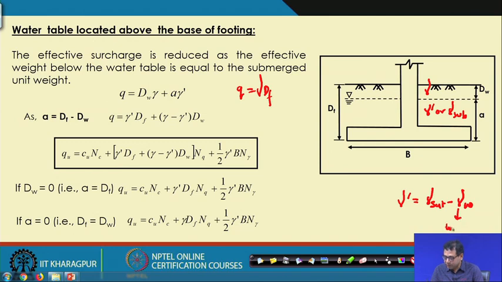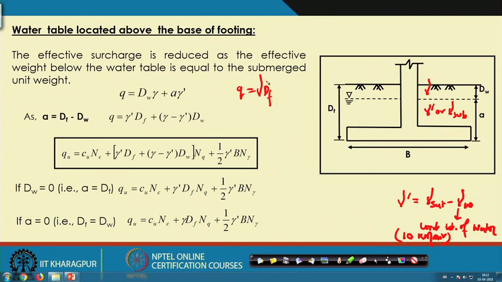Gamma W is the unit weight of water, generally we take 10 kilonewton per meter cube. Okay. So, that is why, instead of using this gamma, we have to take the effective overburden pressure. So, effective overburden pressure will be gamma into dW plus A into gamma dash, because A is the zone below the water table. So, that will be the Q. Finally, as A is equal to dF minus dW.